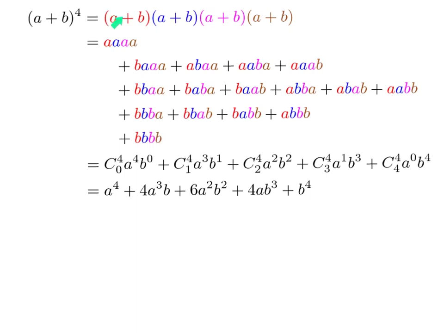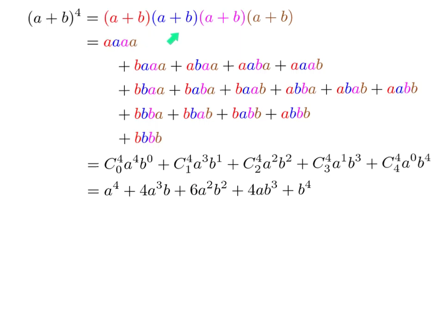Look, we can take out this a, this a, this a, and this a, and multiply them. We will have this term. This is a to the power 4. Or you can take this a, this b, this a. Then we will have the terms a, b, a here. It is a cube b.